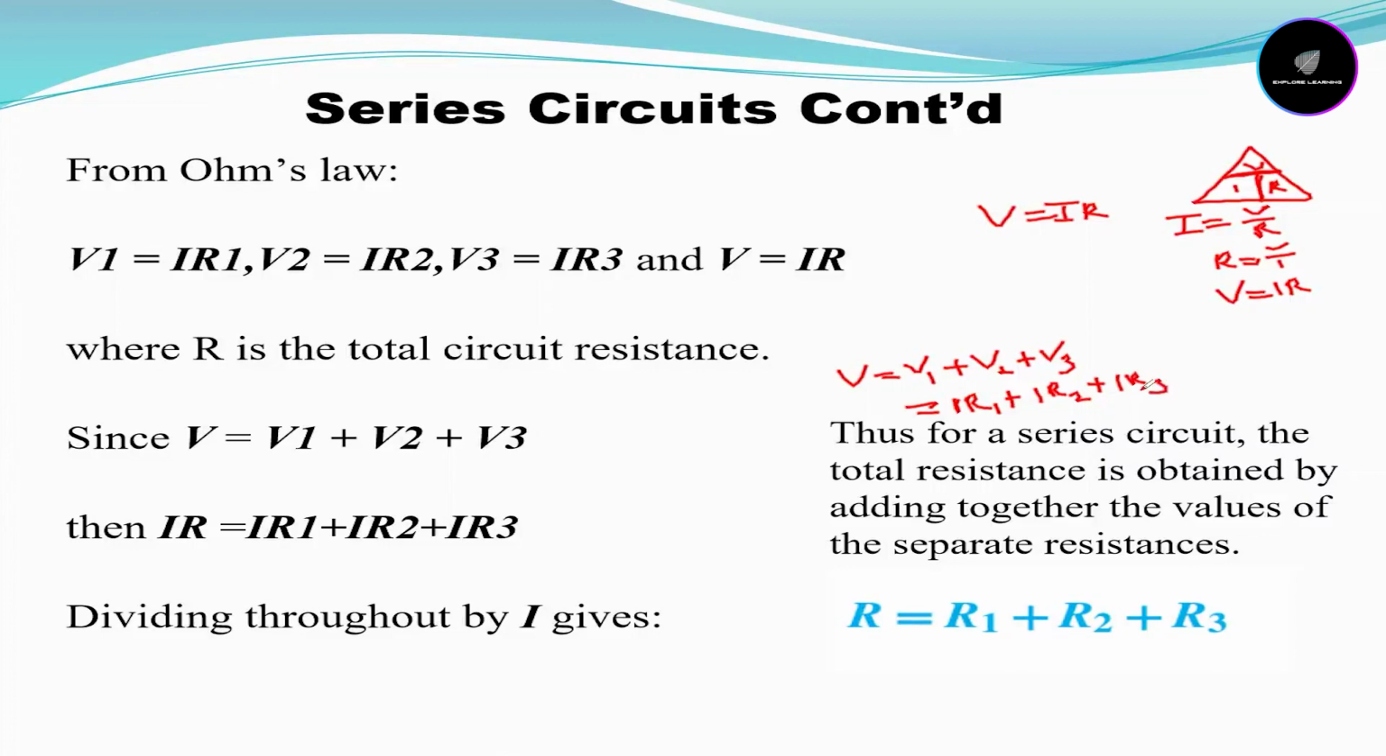Now, if you're wondering why the I does not vary, why don't we have I1, I2, I3, just like we have R1, R2, R3? This is the principle: for series connection, the I is going to remain the same. The I is going to remain constant all through the circuit because the resistors are connected in series. So the I is going to be the same.